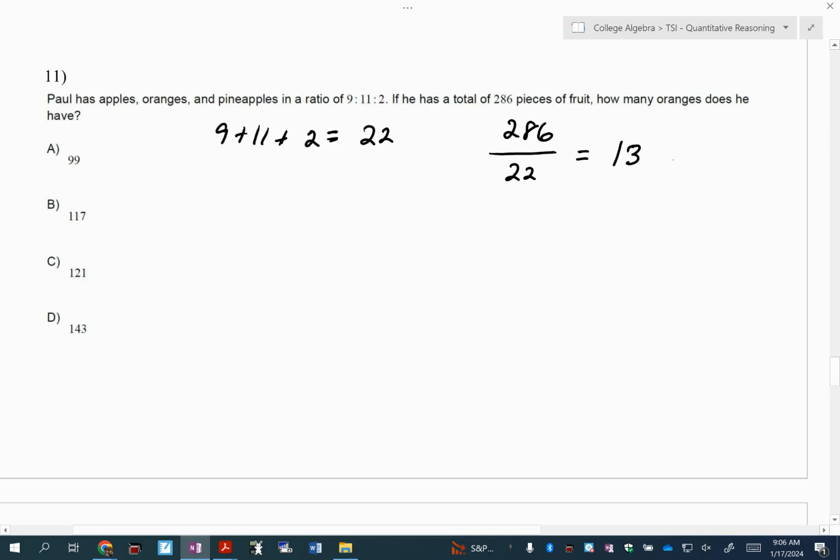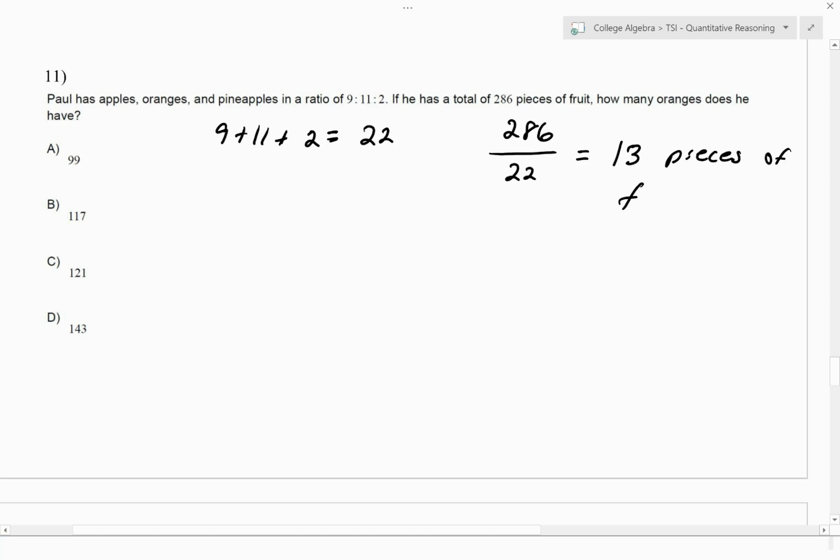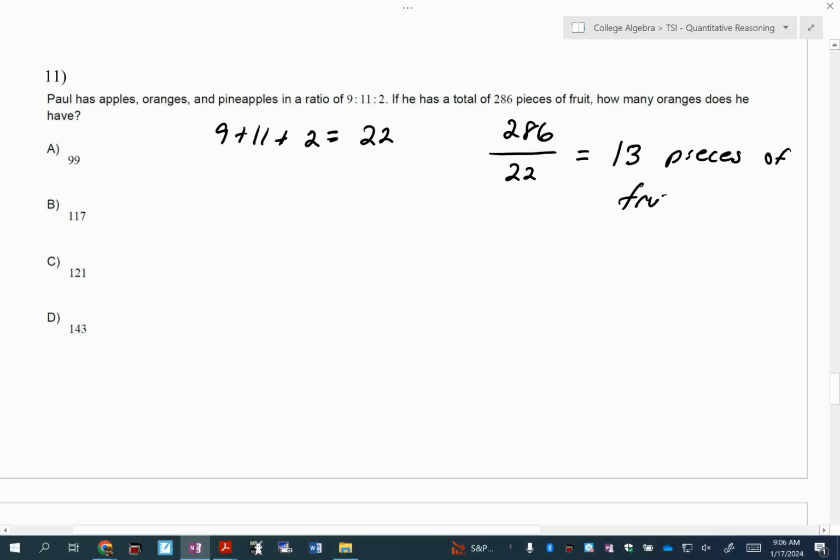So that means 13 is going to be, for each part, one piece of fruit. So let me write it like this. So 13 pieces of fruit for each part. Okay, so in terms of how many oranges, when I look at number of oranges, we have that ratio is 11. So if I multiply 13 times 11 parts, that will give me my total number of oranges that Paul has. So if you multiply 13 times 10, that's 130. And then if you add another 13, that's going to give you 143 for the total number of oranges.